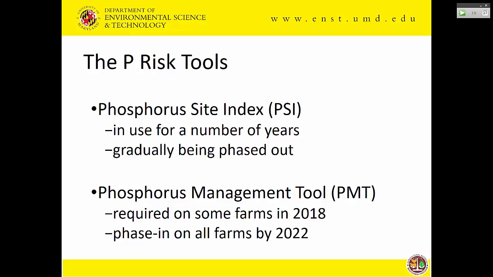So there's two P-risk tools out. The phosphorus site index has been around for a number of years. We started going through versions of it, different test versions, about 96 or 97. It's now being phased out, and the phosphorus management tool is gradually being phased in. For the farmers that have a really high average soil test level, the first phase-in year is 2018. Among the extension client base, we do have maybe 25 people statewide that fall into that category. All farmers, though, are going to phase into it on their fields that are above 150 FIV by the year 2022.